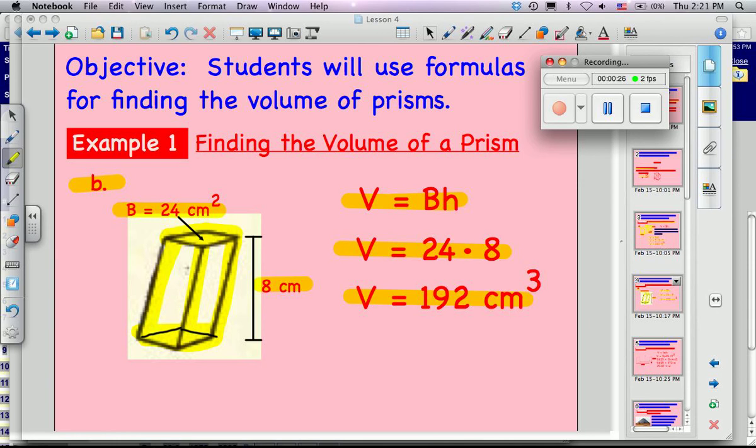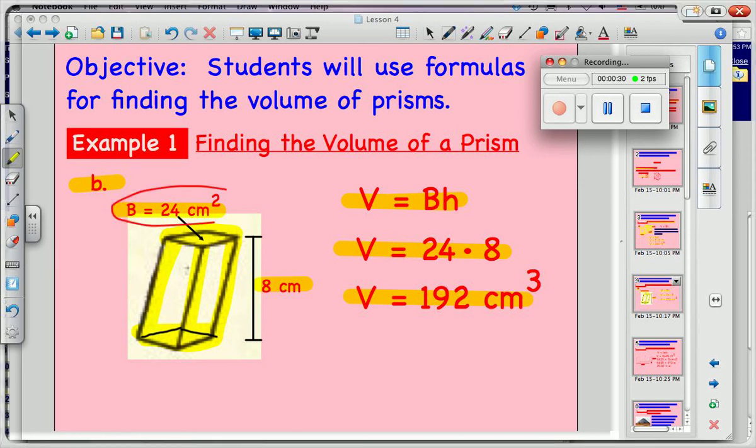In the oblique prism, we already have the base area, which is here. And the base area is being multiplied by the height here for the total volume here. Everybody got this? Let's just wait for everybody.